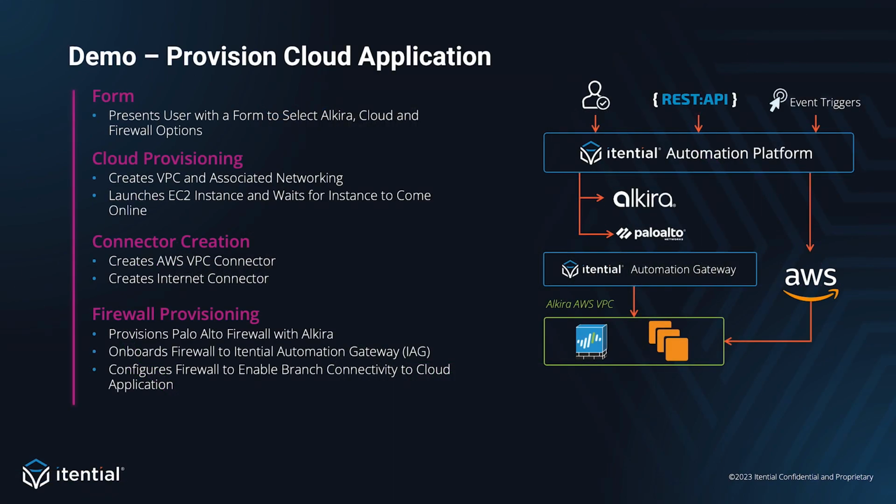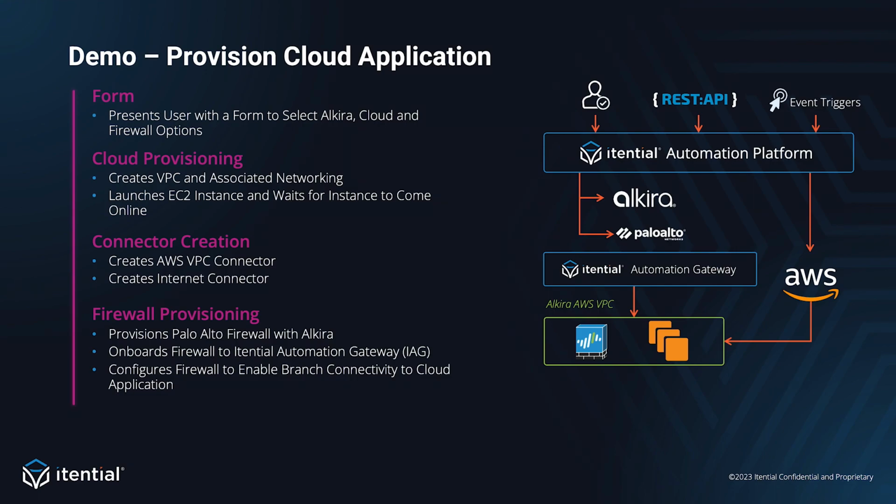Our demo today will be kicked off using a form in Operations Manager, but this automation can just as easily be triggered by an event or via an API call. The automation will first provision a new VPC, and once that VPC is ready, it will then launch an EC2 instance and wait for it to come online. When our instance is ready, the automation will start working on configuring our network via the Alkira platform. This includes creating an AWS connector and an internet connector, as well as provisioning a Palo Alto firewall.